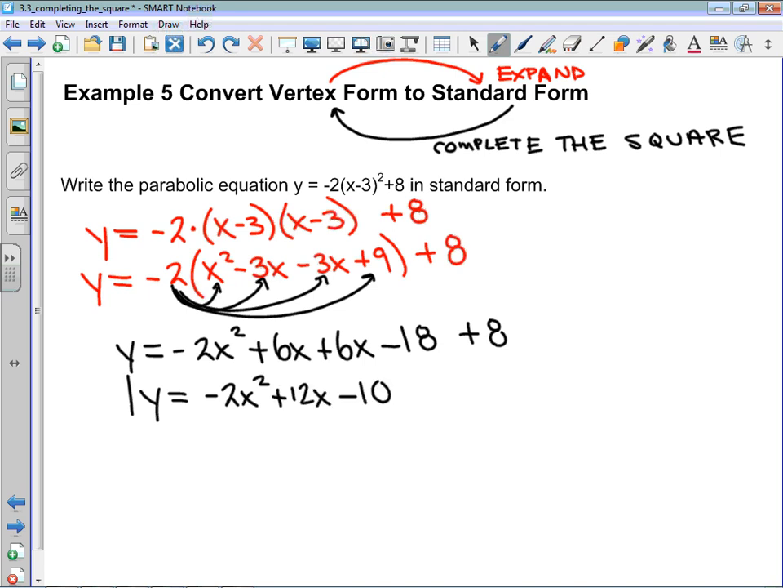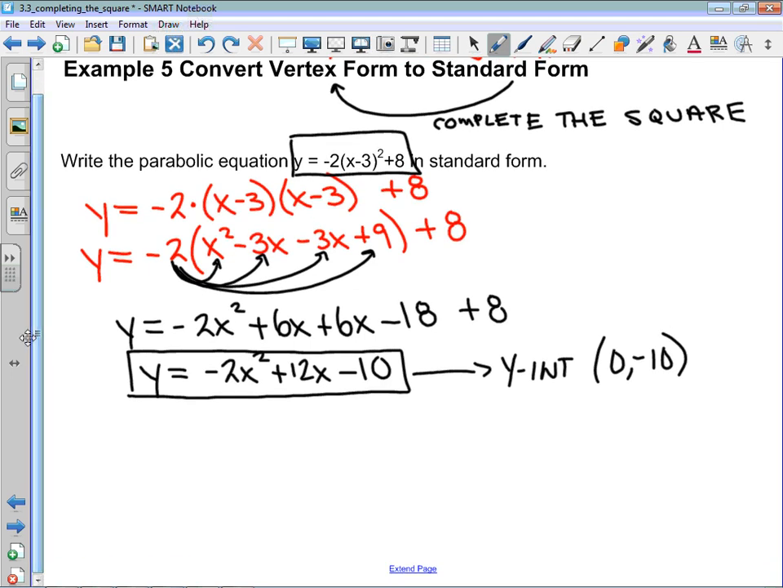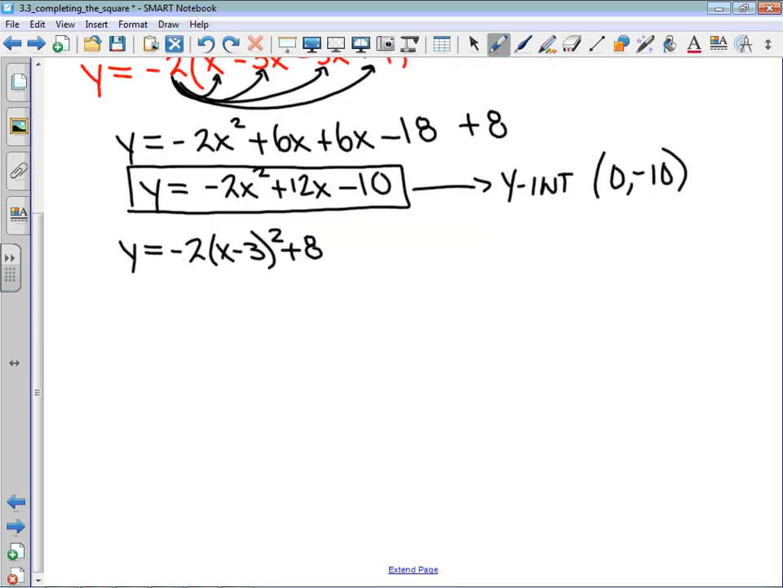And this should have the same value for every single x as the original version up here. Now, I would recommend, bare minimum, you should check the y-intercept because the y-intercept is pretty easy from standard form, right? This tells me that my y-intercept is at (0, -10). It's the constant term. So if we've done this correctly, if I take the original equation given, -2 times (x minus 3) squared plus 8, I should be able to get the same y-intercept.